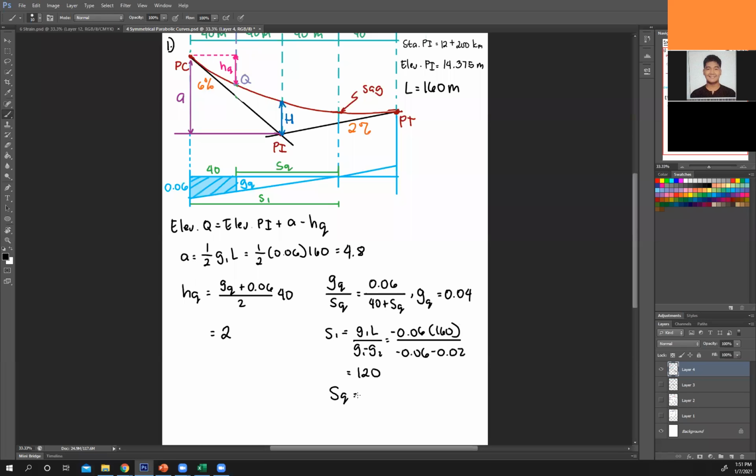Therefore, SQ is S1 minus 40. So 120 minus 40, that's 80. Sub that here, you're going to get 0.04. Okay? So now sub 0.04 here, you're going to get 2. So finally, solving for this, you get A equals 2. What's the final answer? PI is 14.375 plus 4.8 minus 2, which is 17.18.